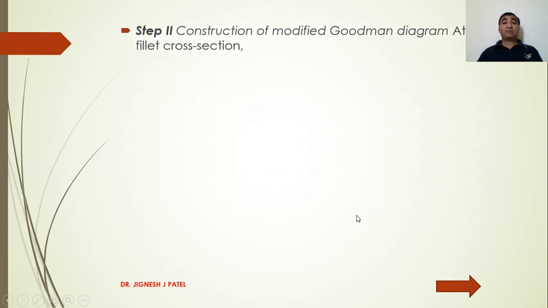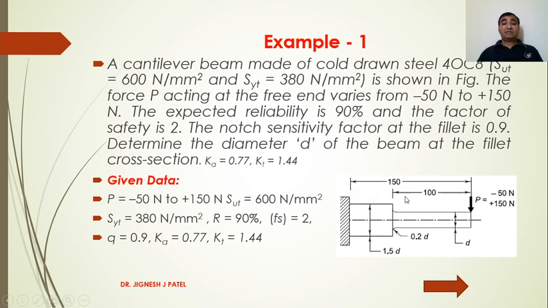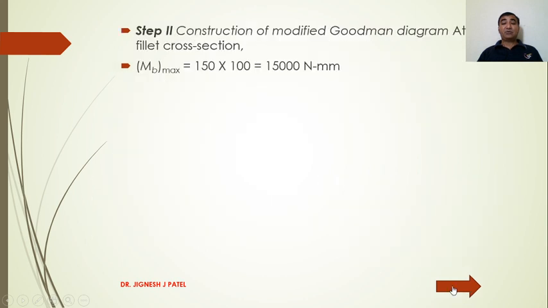Now second step, construction of modified Goodman diagram at the fillet cross section. To construct the Goodman diagram, first of all we have to find the maximum bending moment. You know that the maximum load is 150 and the distance is 100. You can see the distance at the fillet is 100. So the maximum bending moment MB maximum is equal to 150 into 100, so 15,000 Newton millimeter.